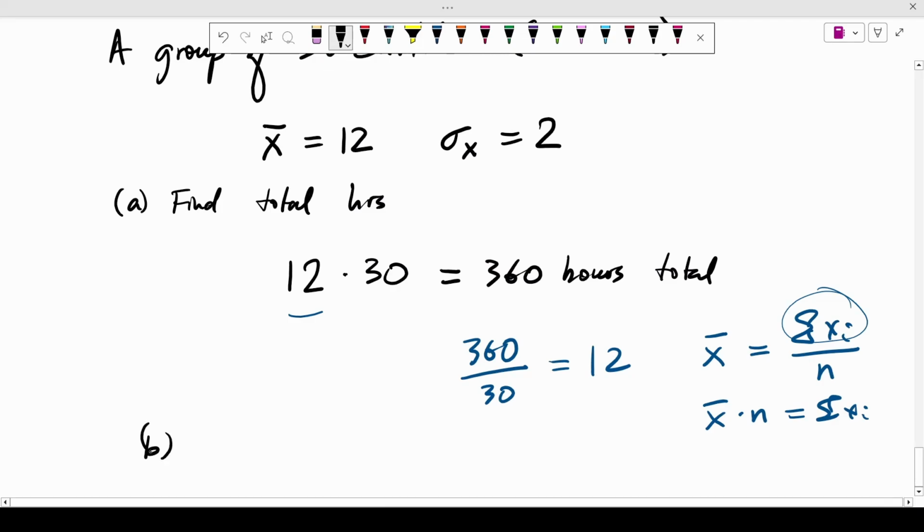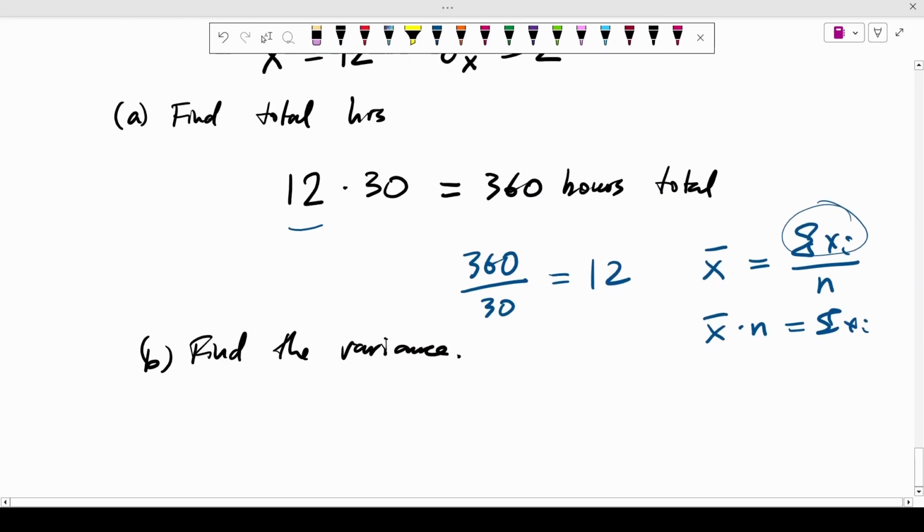B says find the variance in the number of hours they spent playing video games. Well, the variance is quite simply the standard deviation squared. So the population variance is just going to be 2 squared, which is 4. Simple.